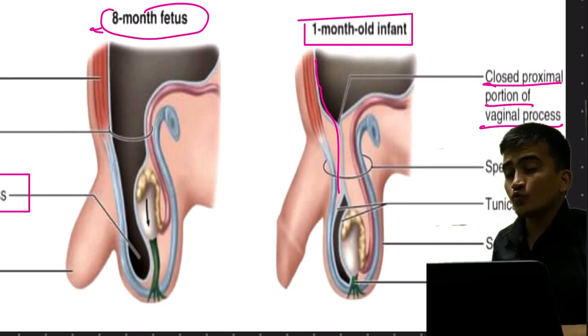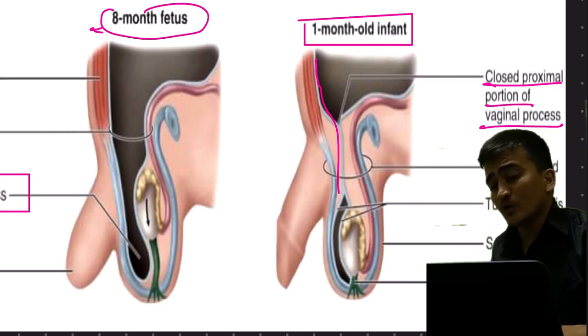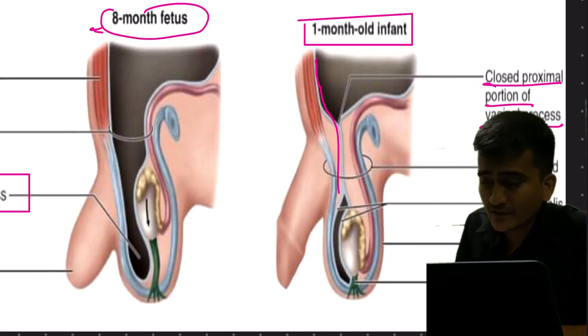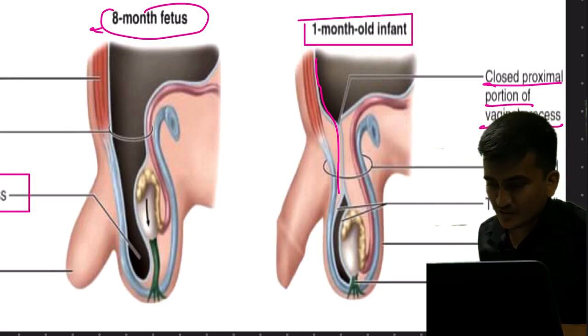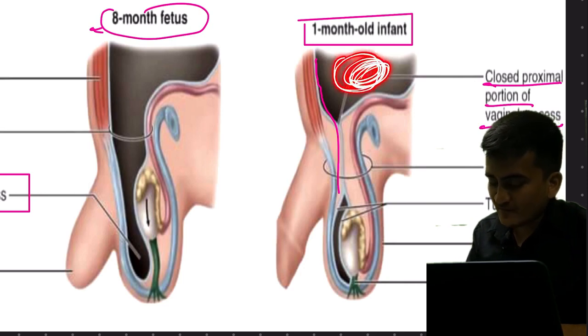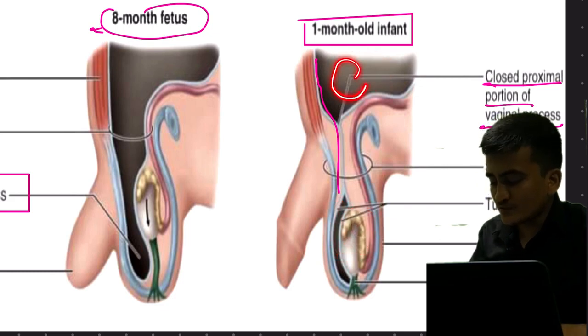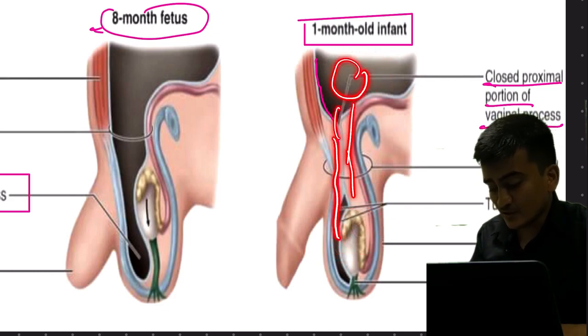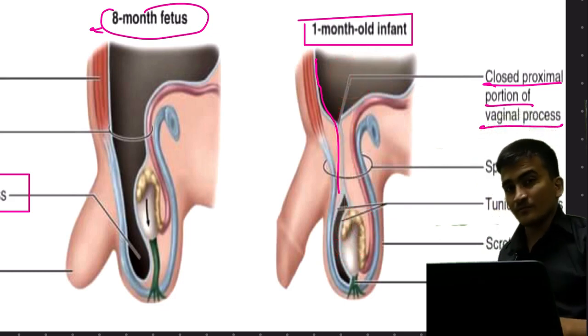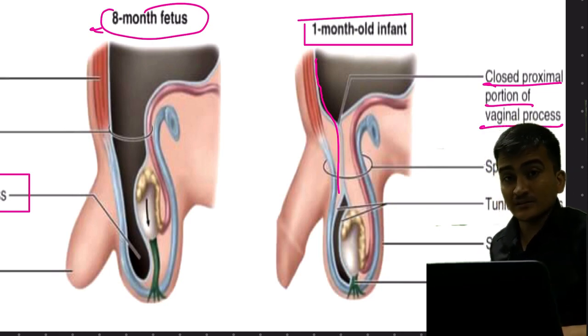Now why is it closed? Because if it won't be closed, there will be continuation between peritoneal cavity and the inguinal region, right? Now this will result in hernias. So this needs to be closed.